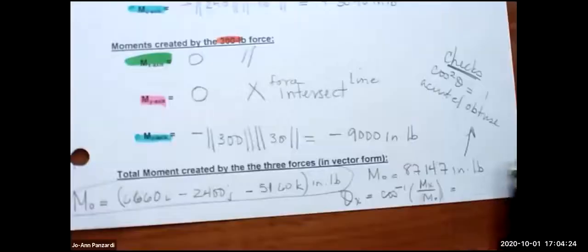Imani, is the magnitude wrong? It's 8,760.2. Did somebody else get that? Tim, I see your face, you're nodding. So 8,760.2. Thank you.